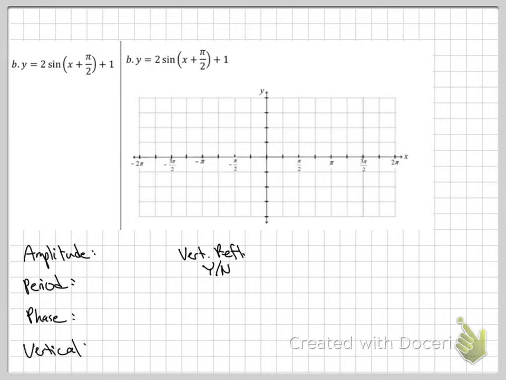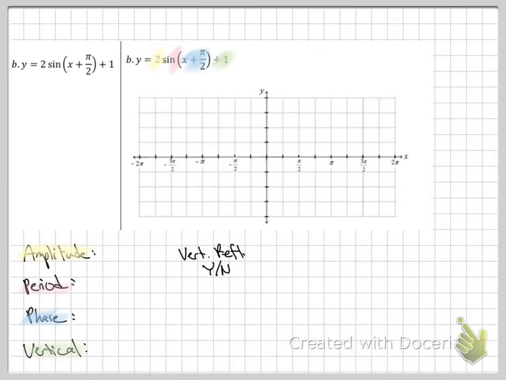So let's color code some stuff. We have 2. That's going to help us with our amplitude. Again, we have an imaginary 1 in front of that parentheses. That'll help me with my period. It's not the answer, but it'll help me. Plus pi over 2 in the parentheses will help me with phase. And plus 1 at the end will help me with vertical.